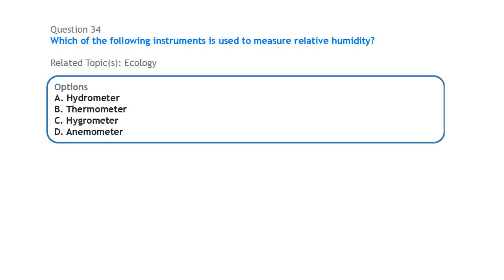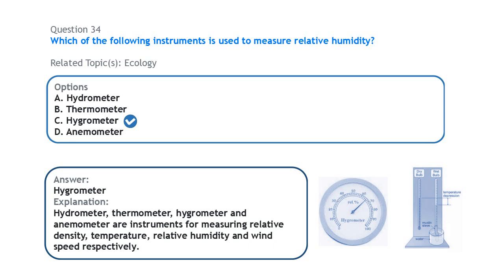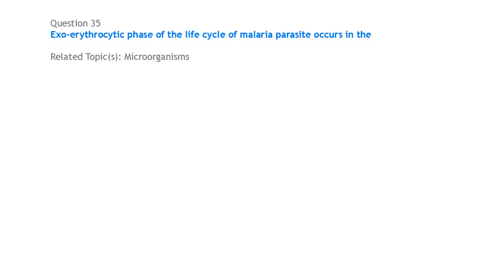Next, on ecology, which of the following instruments is used to measure relative humidity? That is the hygrometer. The hygrometer is used to measure relative humidity. The thermometer is used to measure temperature. The hygrometer, which is what we are to identify here, is used to measure relative humidity, while the anemometer is used to measure wind speed.